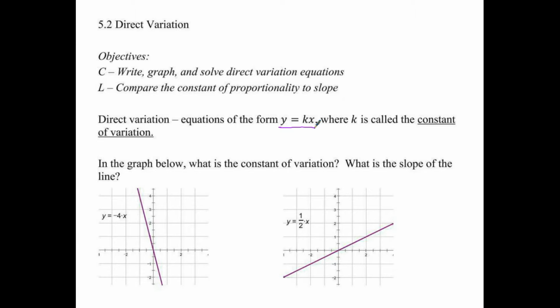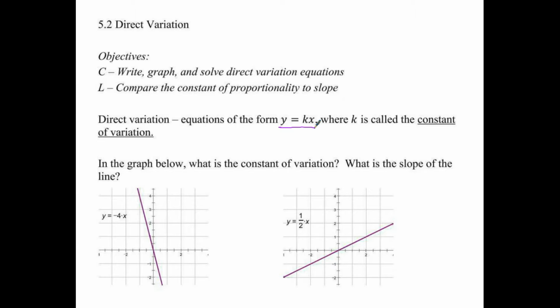But k is just a number, so it could be like 3 or -2 or 4/5 or whatever. Whatever that number is, what that number is, okay? So k is called the constant of variation. Sometimes we're going to have to figure out what that number is. Sometimes we won't have to figure out what that number is. It's just given to us. But it's always just going to be a number.